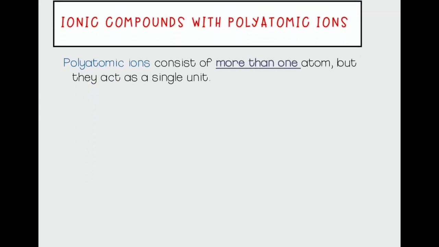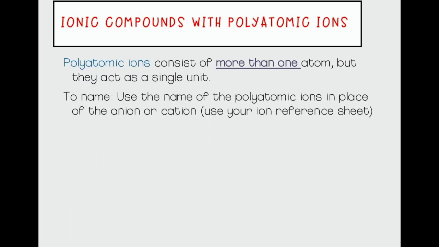We can also have polyatomic ions. So polyatomic ions consist of more than one atom, but they act as a single unit. So to name these, we're going to simply use the name of the polyatomic ions instead of the anion or cation names, and you'll probably need your common ion reference sheet for this until you get used to these. So for example, this OH right here is a polyatomic ion. We call that hydroxide. So our compound is sodium hydroxide.